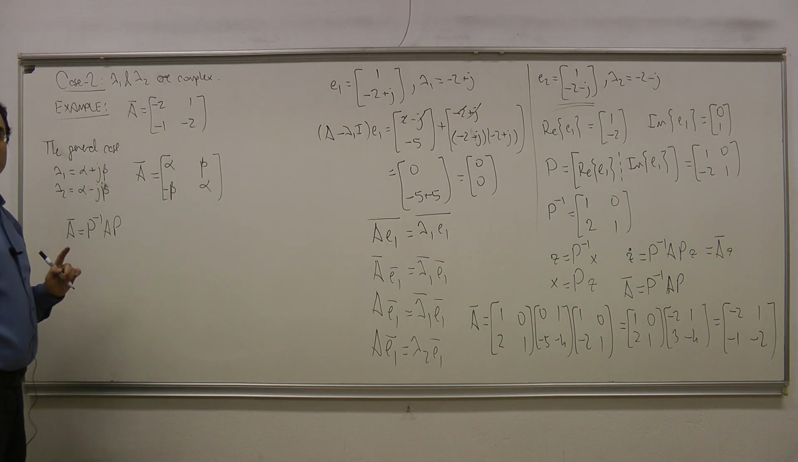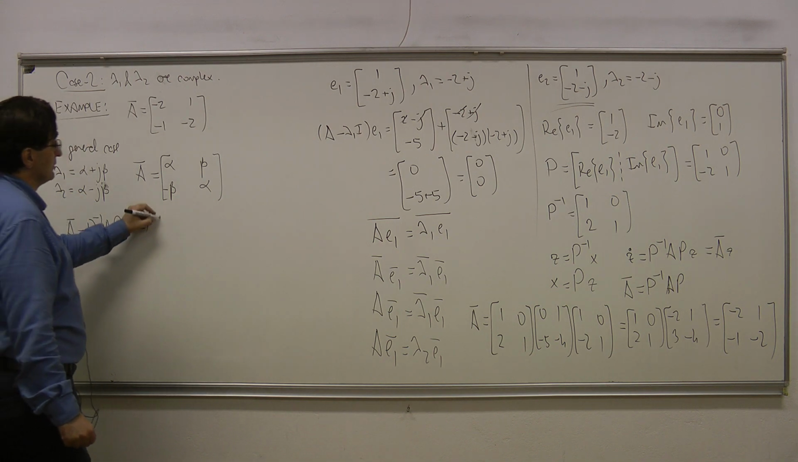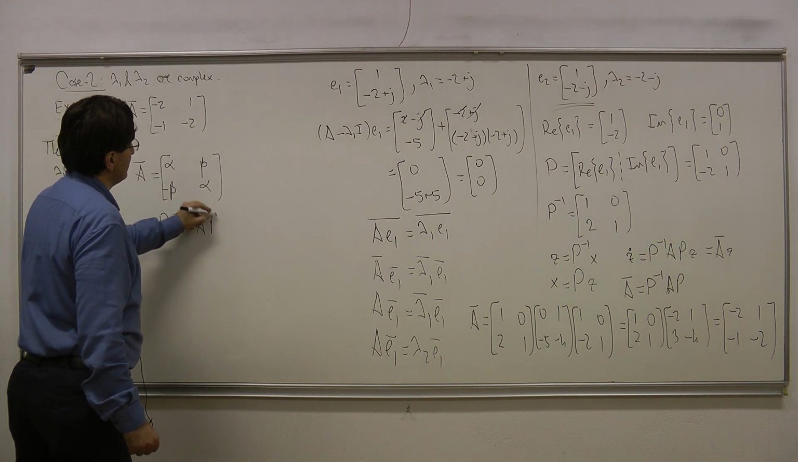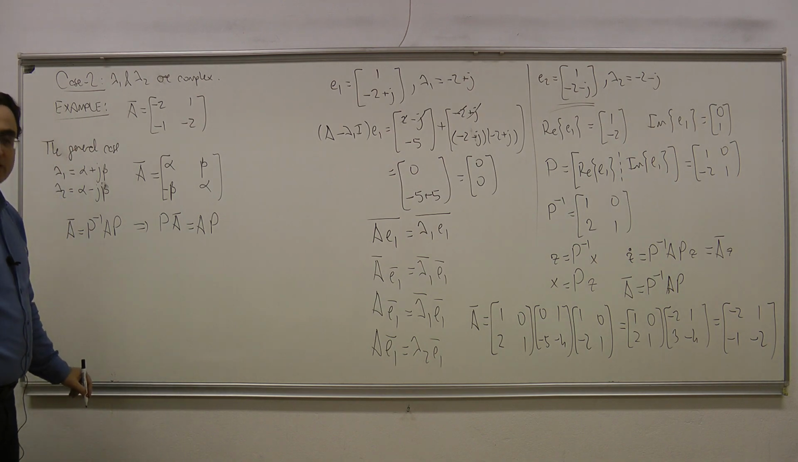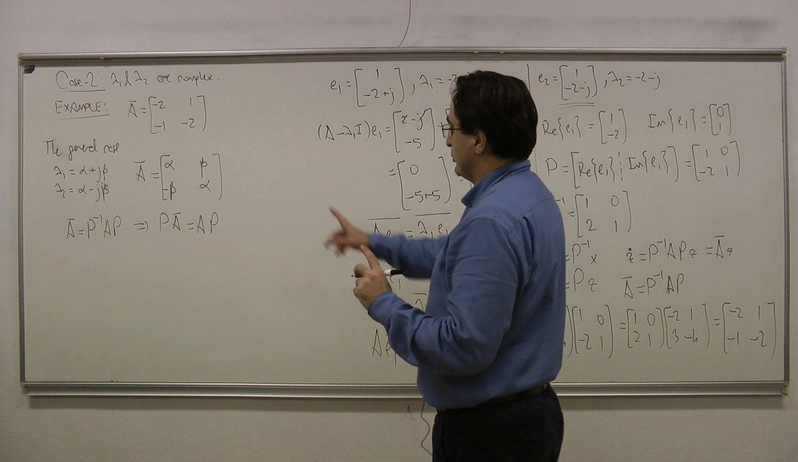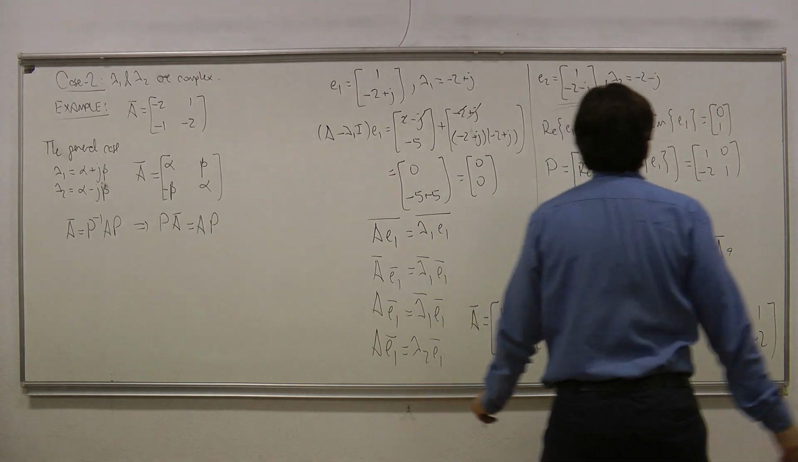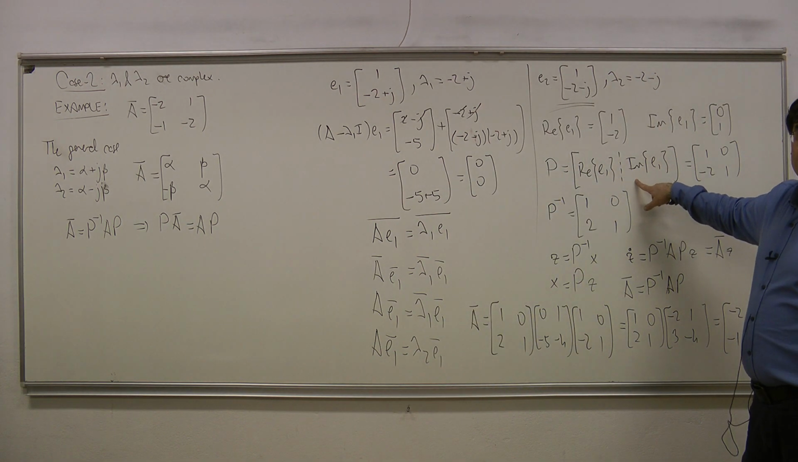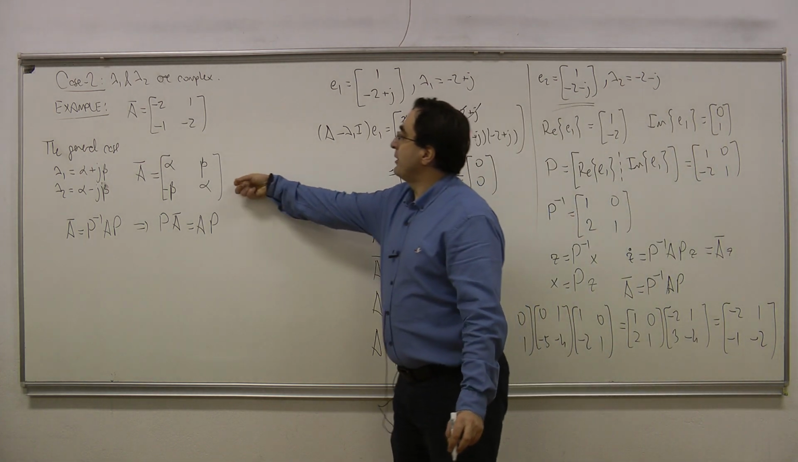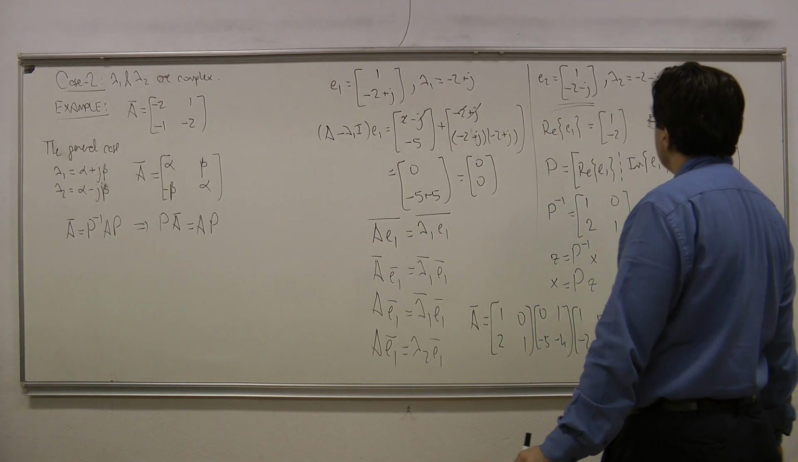And in the last lecture, I told you that we always use this equation in the following form: P times A bar is equal to A times P. Okay? Now what I would like to do is to use this equation to show that when I choose my P in this form, then A bar is always going to be in this form. Okay? So let me try to show it.